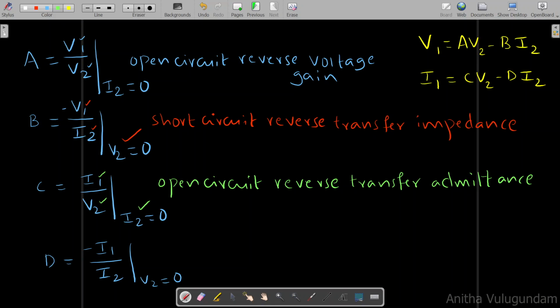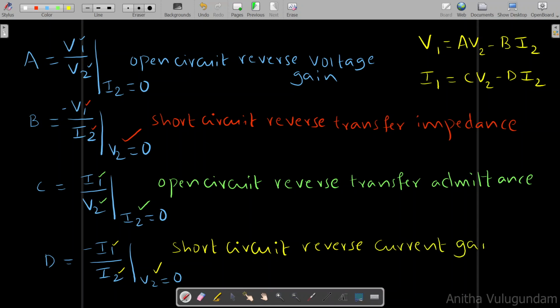Next, D. Condition is V2 equal to 0. We can take it as short circuit. Short circuit and the ratio is port 1 to port 2, so you can write it as again reverse. Ratio is I by I. I by I you can take as a current gain. This is how we can define the variables A, B, C, D.